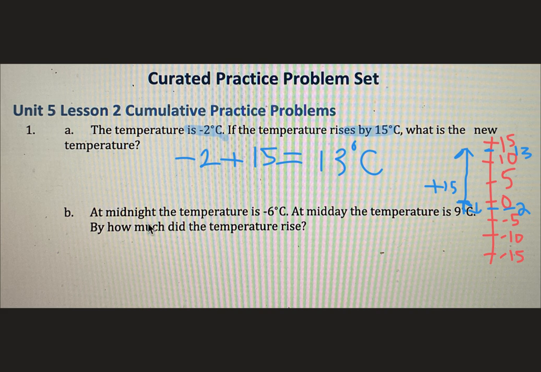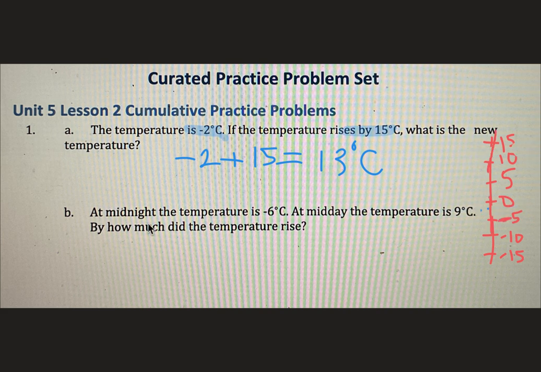In equation form, you have -2 plus 15, and that's equal to 13 degrees Celsius. Part B, at midnight, the temperature is -6 degrees. At midday, the temperature is 9 degrees. We're talking Celsius. By how much did the temperature rise? So I would recommend we can use the same number line.